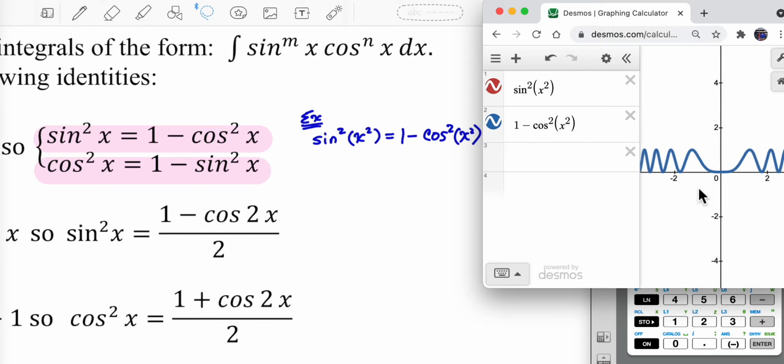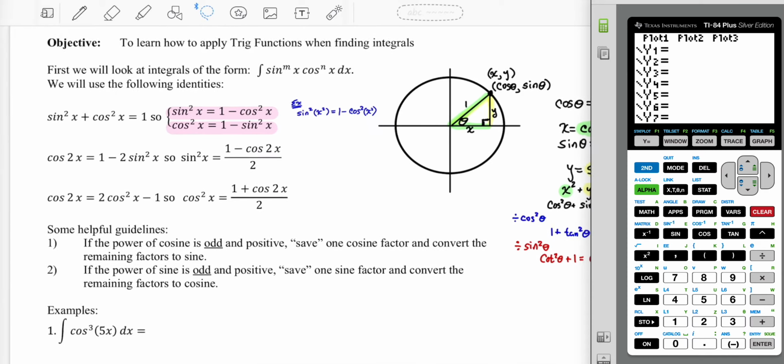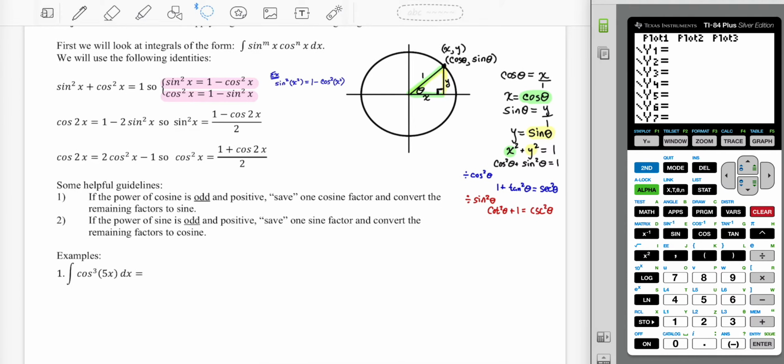All right, so again, not a proof, but a demonstration. It shows that the two graphs are, at least in the eyes of Desmos, equivalent to one another. All right, so what we're going to do is try to apply that relation here in number 1.